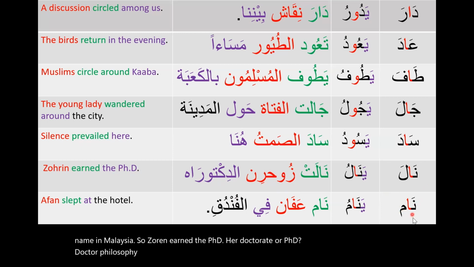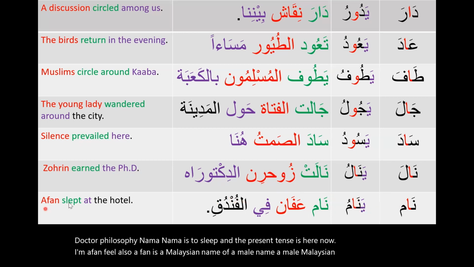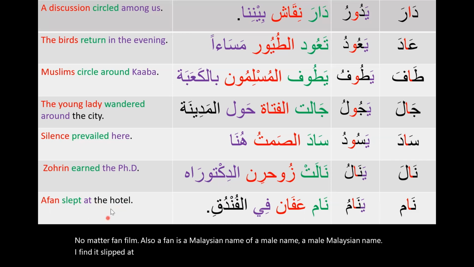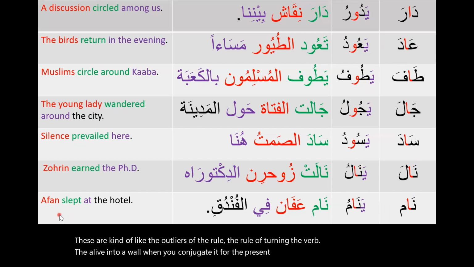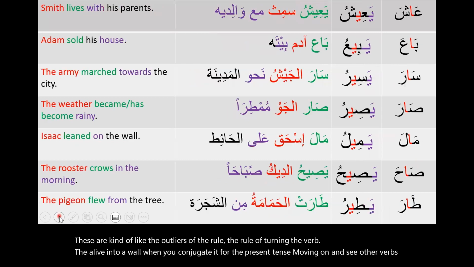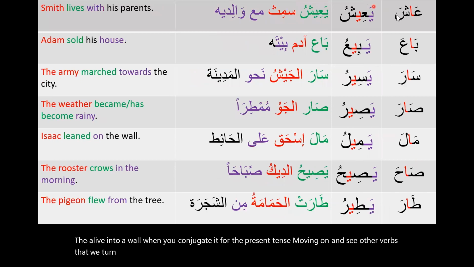Nama is to sleep, and the present tense is ينام. Nama Affan fil funduq. Affan slept at the hotel, sometimes like in the hotel, at the hotel. Nama. So as you can see here, we broke away from the rule by keeping the alif. And words that behave this way, all I can think of is these two. Moving on and see other verbs that we turn the alif, that alif to the ya.